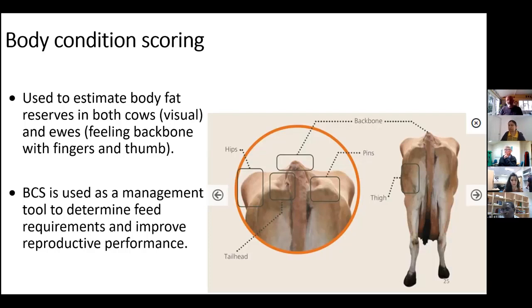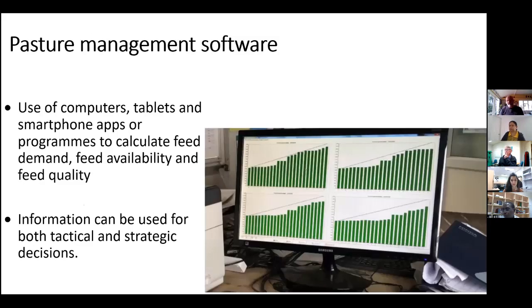Pasture management software is basically using computer technology to forecast and calculate the availability of feed per paddock or per farm. It can be used at the beginning of the year for strategic decisions about how much livestock to keep on the farm, or as a tactical tool as well, hooked to weather data and things like that. You can have a weekly or monthly prediction of pasture production per paddock, for example.